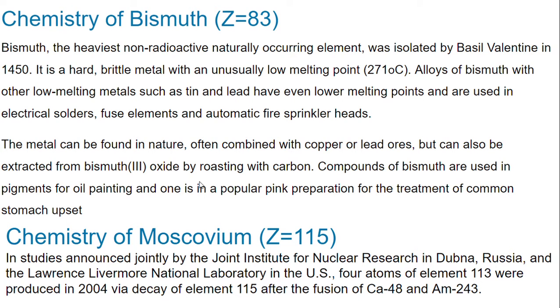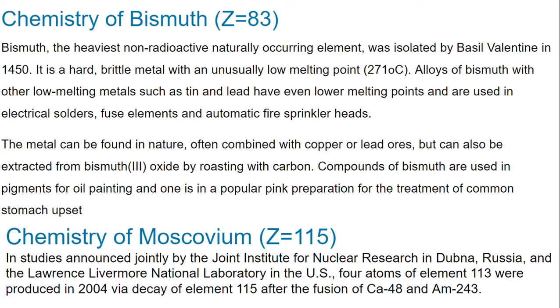Now, the chemistry of bismuth, the heaviest non-radioactive naturally occurring element. It is a hard, brittle metal with an unusually low melting point. Alloys of bismuth with other low melting metals such as tin and lead have even lower melting points and are used in electrical solders, fuse elements, and automatic fire sprinkler heads.